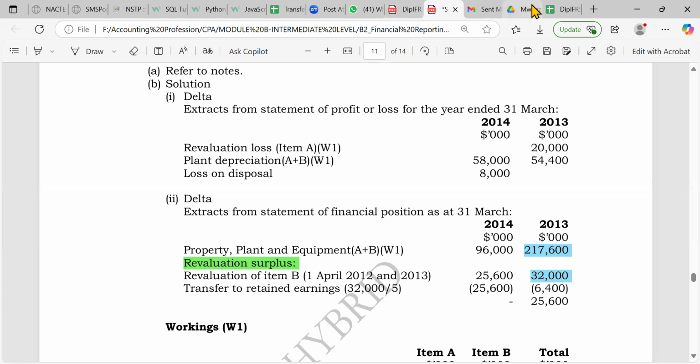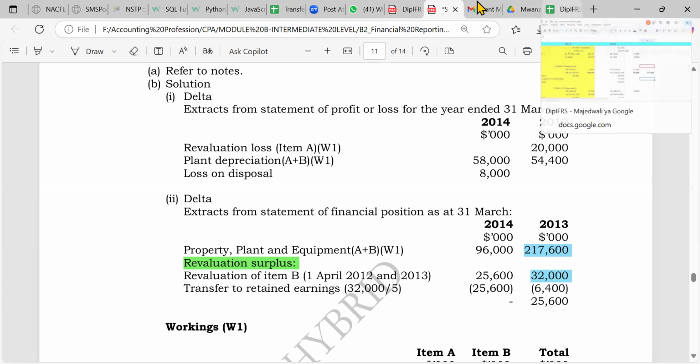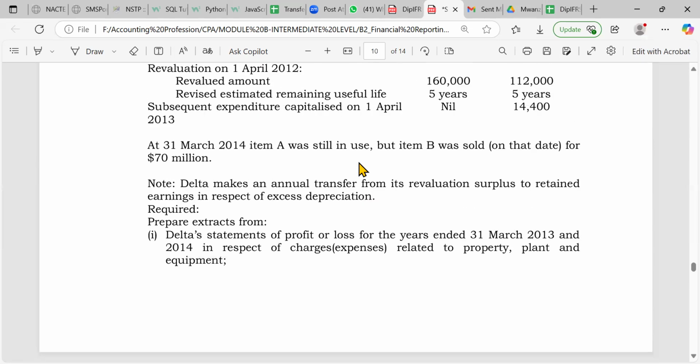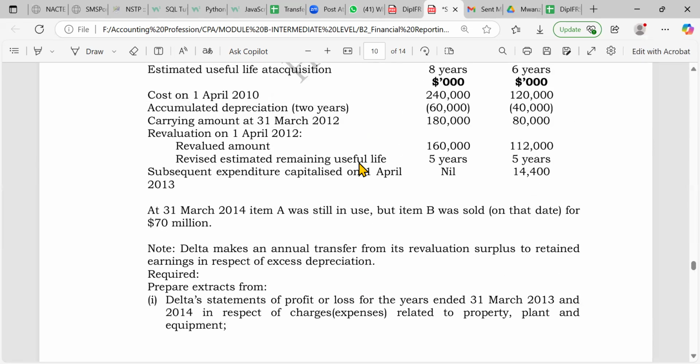Okay, so we go back to the question. That one could be some explanations given maybe after the question down, or maybe you can just do this right away. This is just a note. It says Delta makes an annual transfer from its revaluation surplus to retained earnings in respect of excess what?